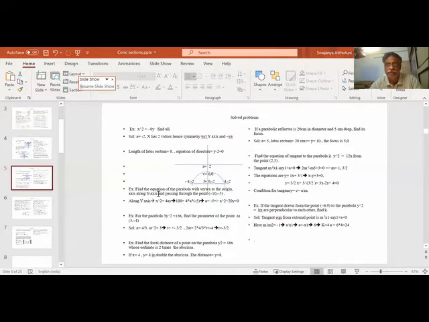So the equation of the parabola is what? x square is equal to minus 20y. That means x square plus 20y is equal to 0. So this is the answer for this parabola. See another question. For the parabola, find the parameter of the point 3, 4.